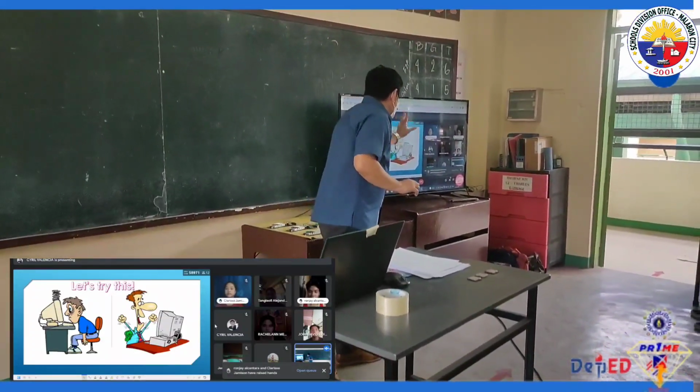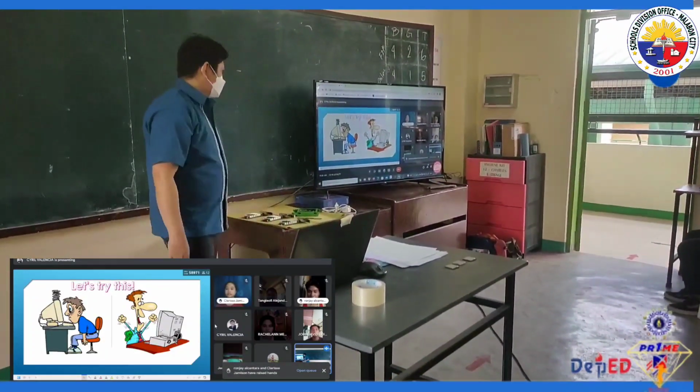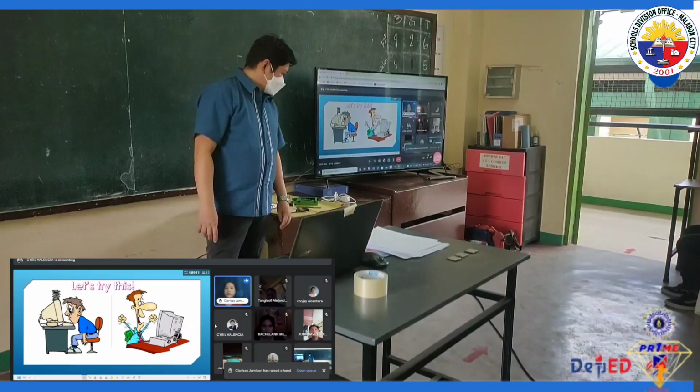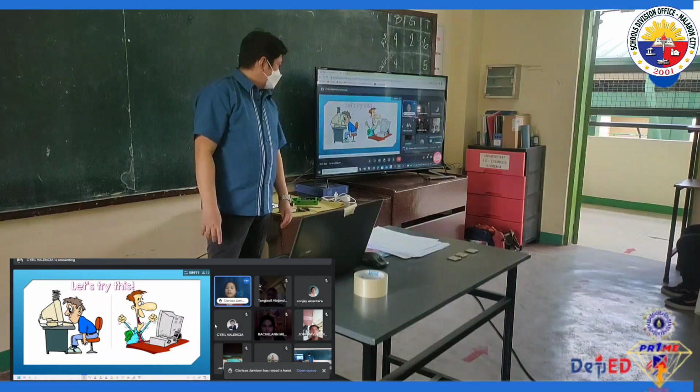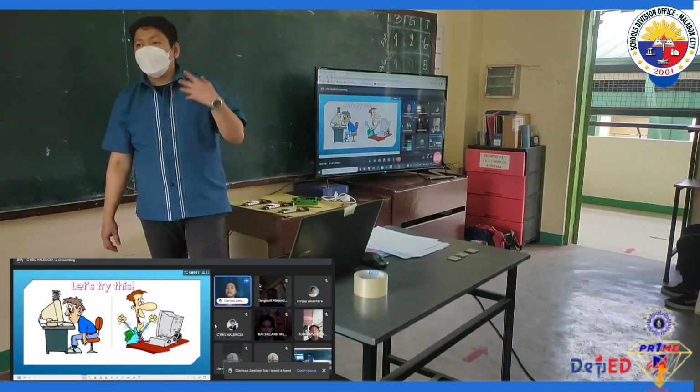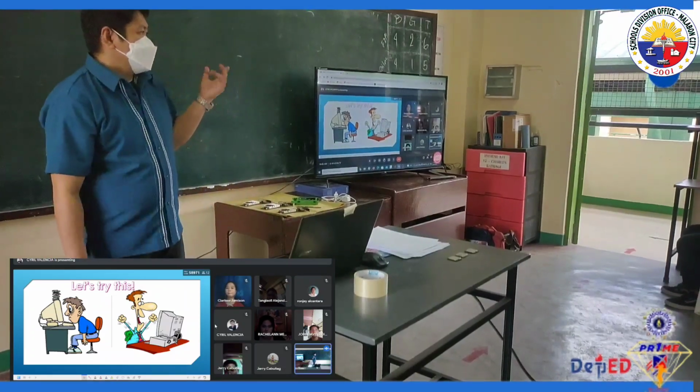Okay, from online, yung nagtaas. Okay, Amazon. The first picture looks stressful, maybe because his computer is not functioning well, while the second person looks happy because his computer is functioning well. Okay, yun ang kanyang pananaw.